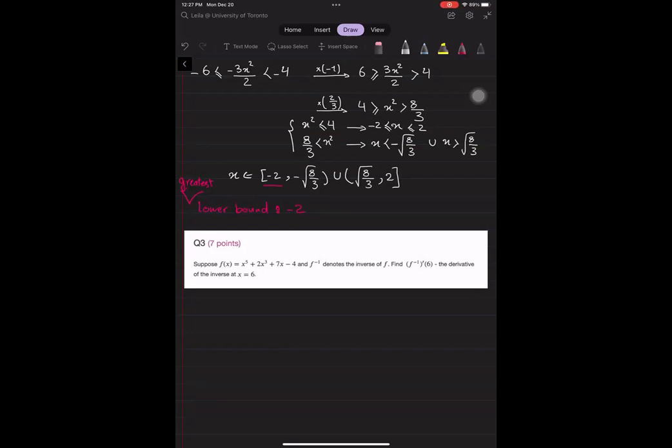I think if the interval was open, since -2 isn't there, you can't pick the greatest lower bound.